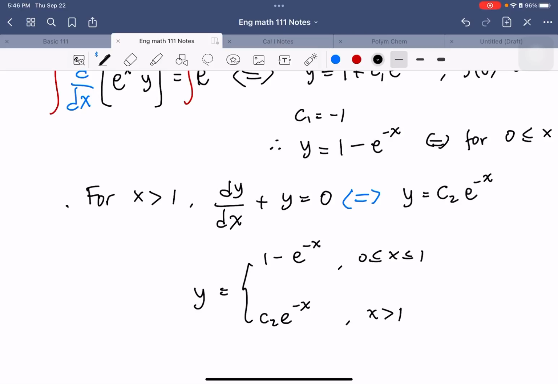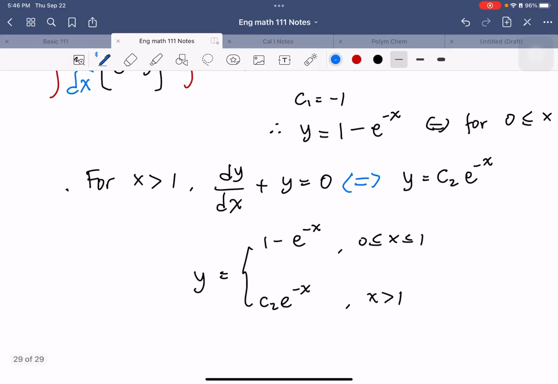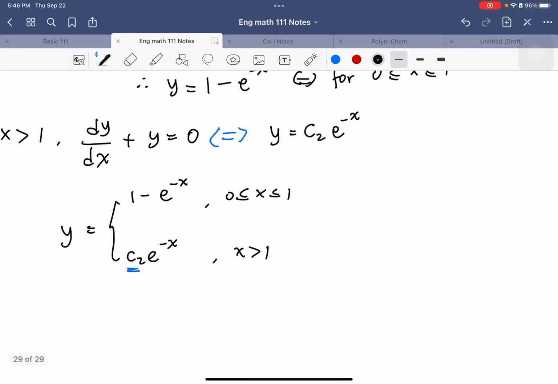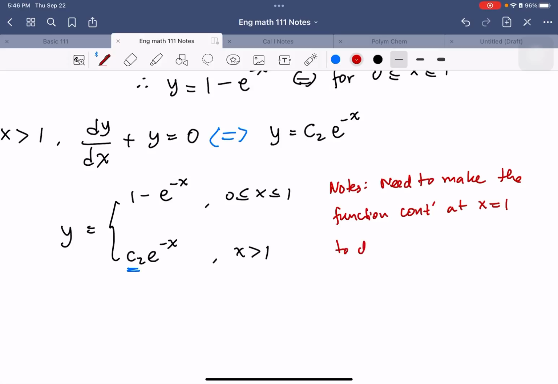Now the next part is C2. We still have C2 here that we need to define. So we need to make the function continuous at x equals 1 to determine C2.